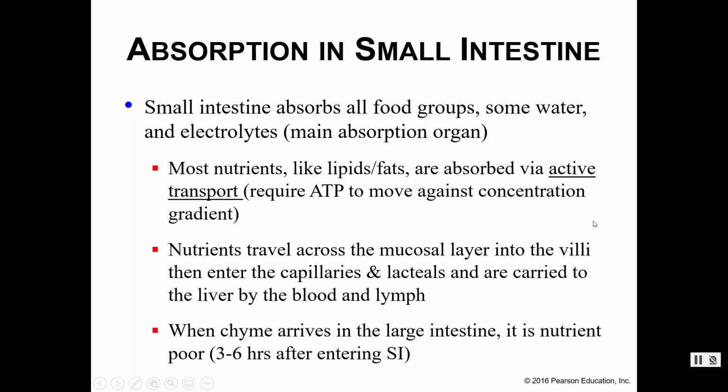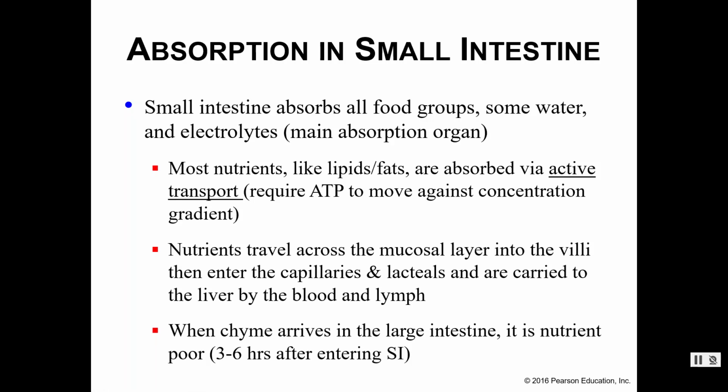Most of the nutrients that we're going to absorb, including the fats that we just talked about, are absorbed via active transport, which means it requires ATP because we are moving against a concentration gradient. And I think that's kind of interesting to think about. The whole purpose of absorbing the nutrients is so we can use them as energy, but yet it costs us energy to absorb them. So again, I just think that's interesting.